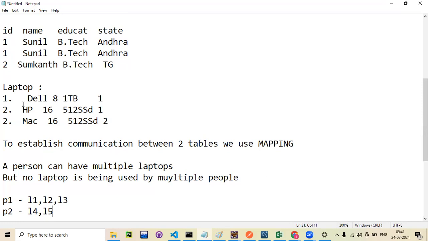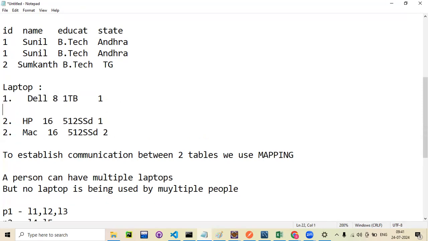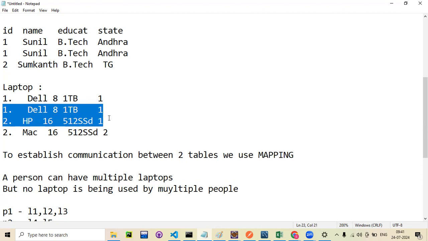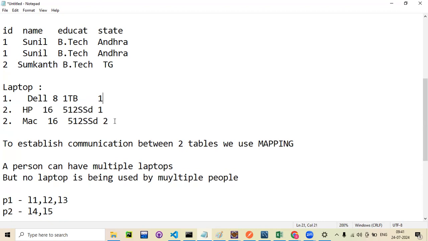If the same laptop is being used by multiple people, with person ID 1 and student ID 2, then what will happen, Sumant? Again, the problem of redundancy will come, right? Then there is no point at all. Everything is meaningless now. So assume no laptop is being used by multiple people; then only it will satisfy one to many.